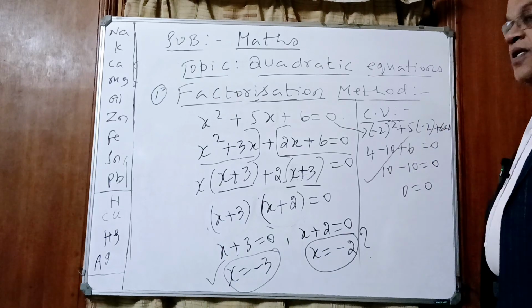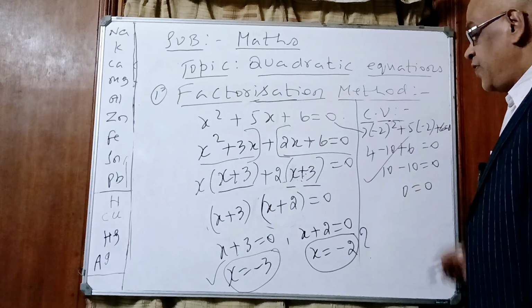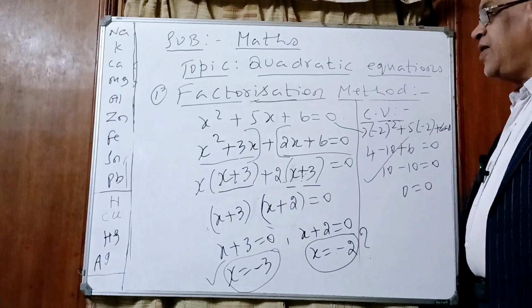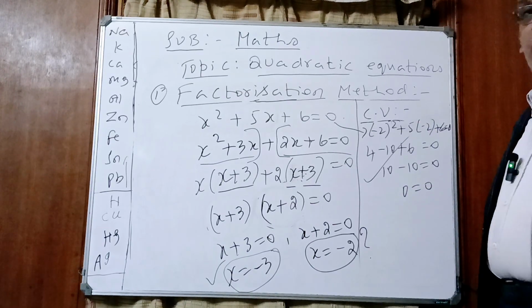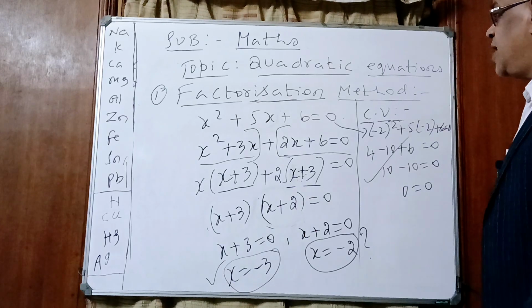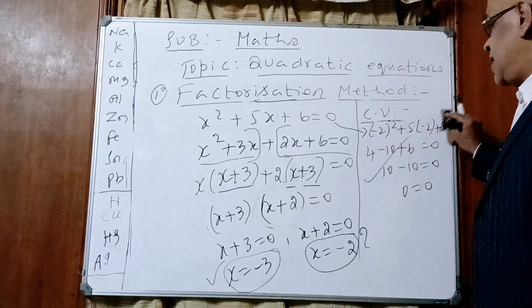You have done the valuation of your own question paper, children. Yes or no? Then when you come out, you are 100% confident that you will score full marks in maths. Yes or no children? This is the factorization method.